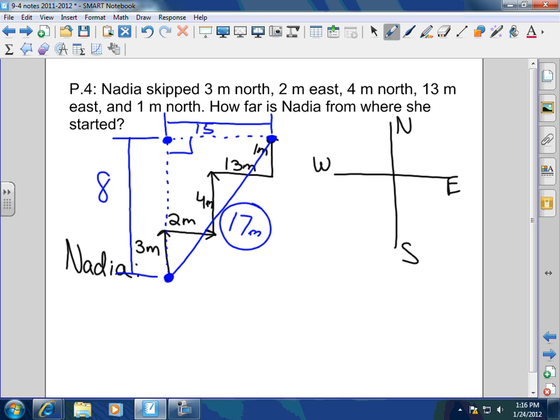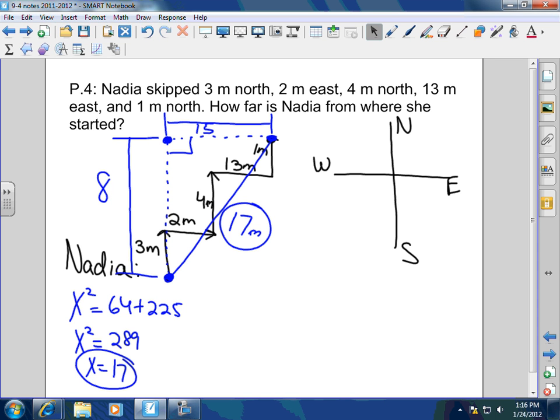All right? But if you didn't know this triple, no big deal. You've got x squared equals 64 plus 225. X squared equals 289. X equals 17 on the money, because the square root of 289 is 17. Does that make sense, gentlemen? Okay? Almost done.